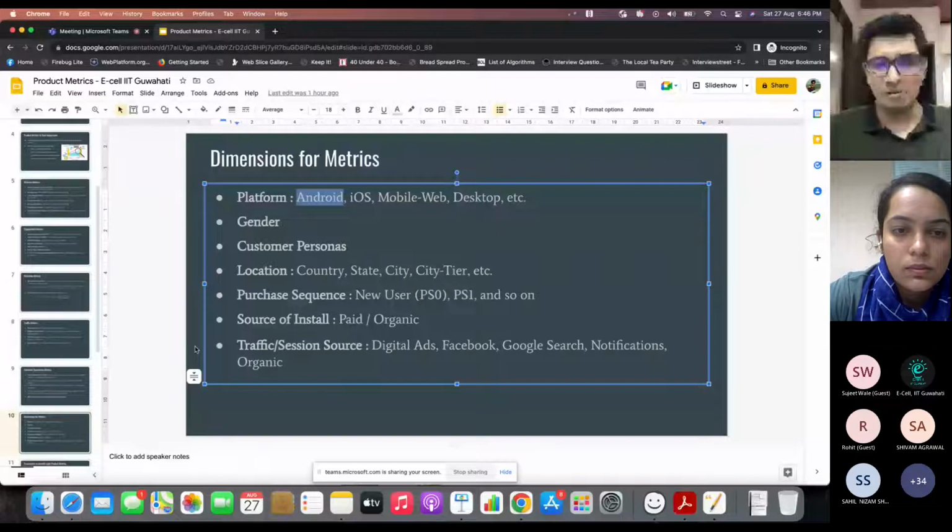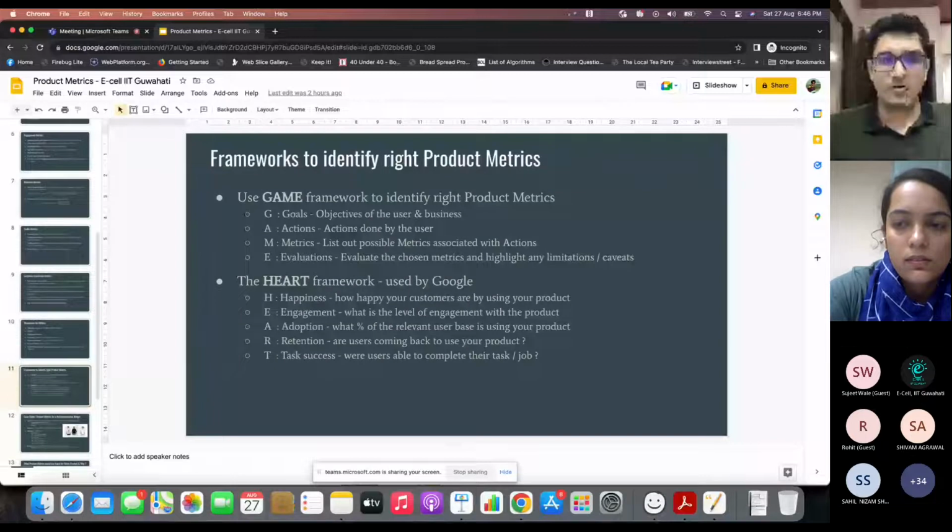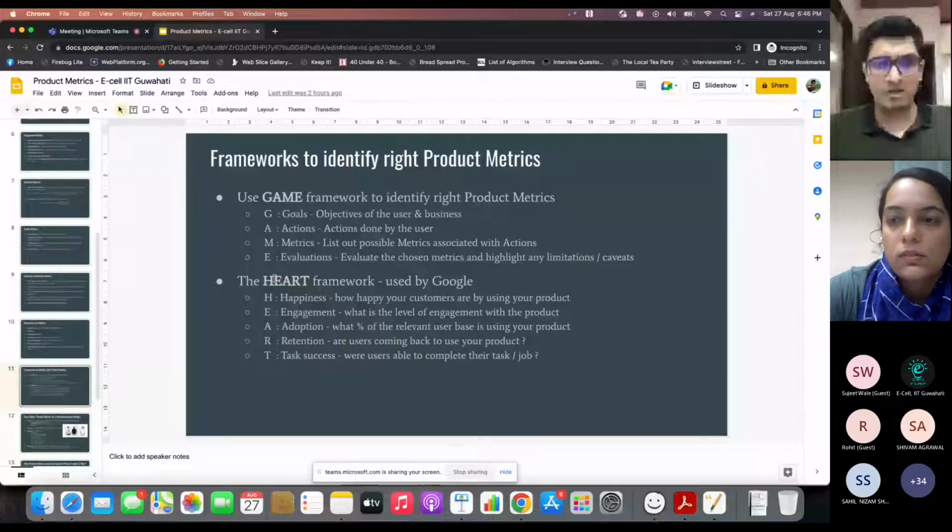Yeah, quickly moving on. And these are two very useful frameworks. I really find the HEART framework very good, so I'll talk about it first.